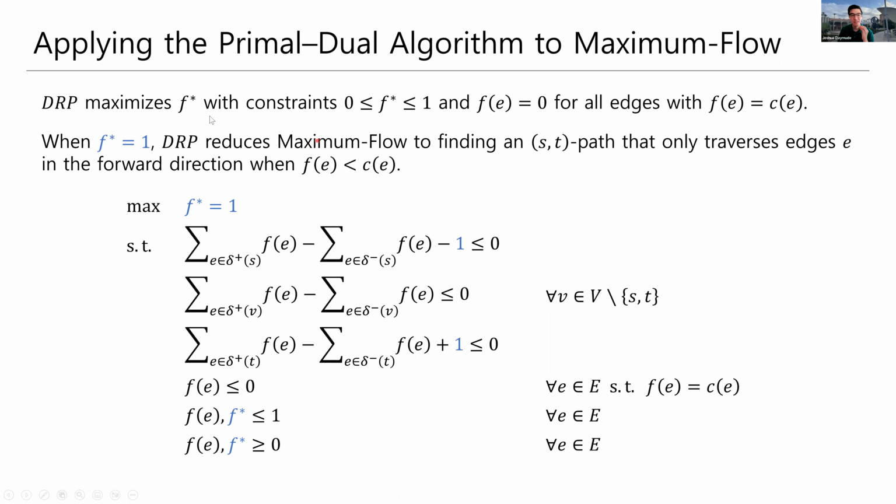Now, if we're trying to maximize f star and we know that it exists between 0 and 1, it's not a bad idea to just try out f star equals 1. That's clearly the best value we can get. So here's what happens when we plug that in. We're maximizing f star, which we're trying to get equal to 1.